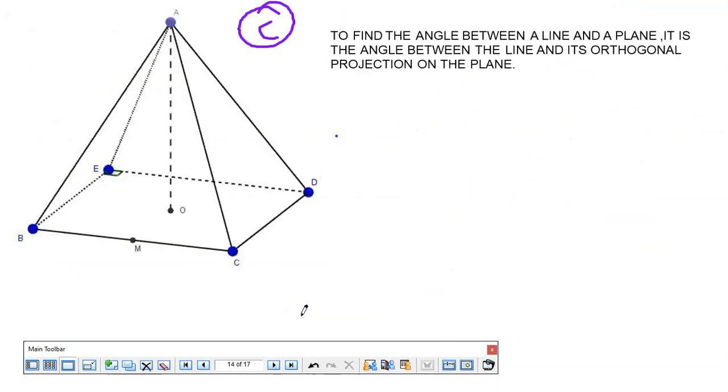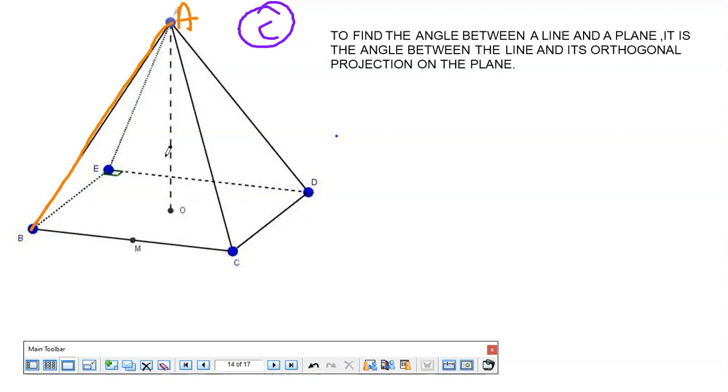So now here, I need to find the angle between the line AB, the edge, isn't it? Yeah, AB and BCD. To find the angle between a line and the plane, it is the angle between the line and its orthogonal projection on the plane. Excellent. This is the line AB. What does orthogonal projection mean? You are holding A and you throw it perpendicular to the plane.